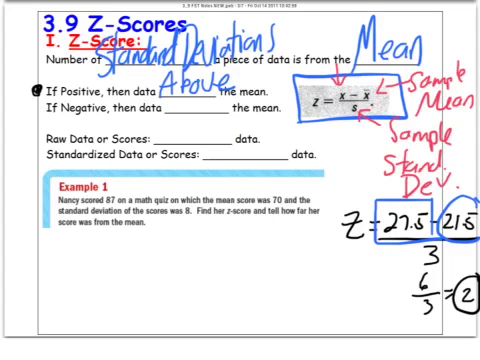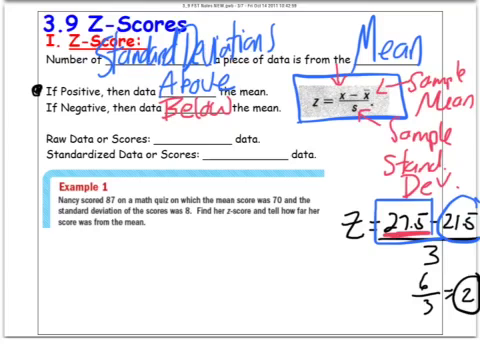Now if I were to compute a z-score that was negative, I would get a negative z-score if my initial score was smaller than the mean or below the mean. So you can easily tell by just the quantitative value of the z-score if a person did above the class average or below the class average.